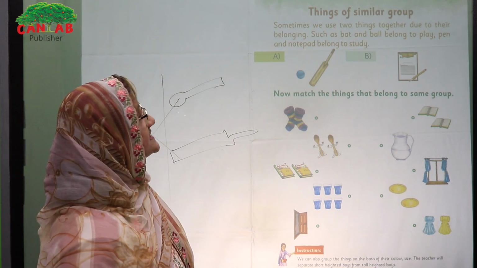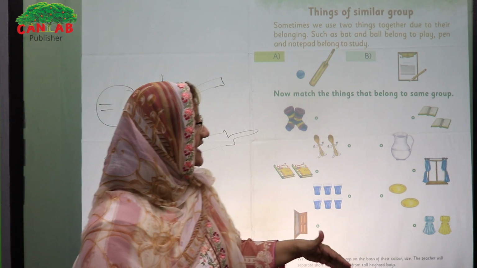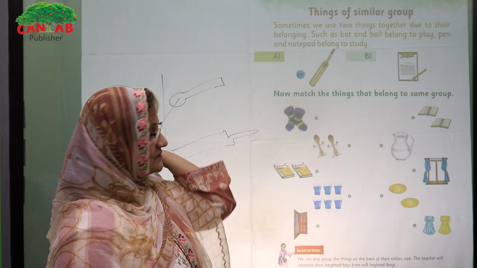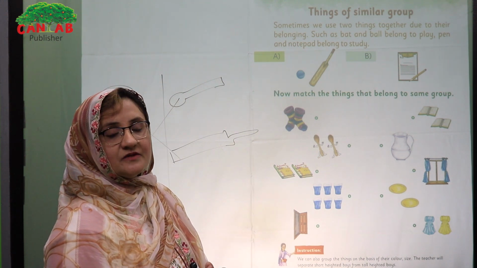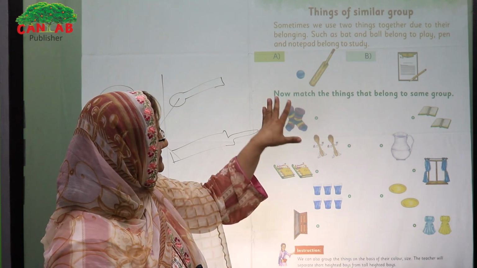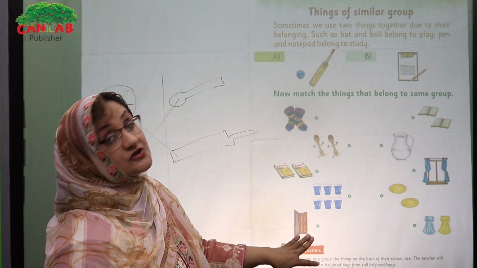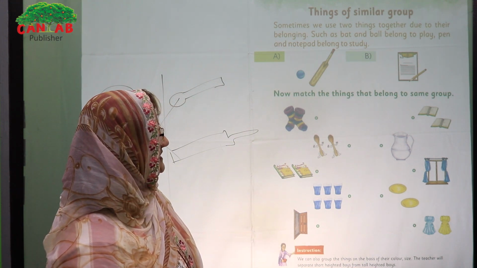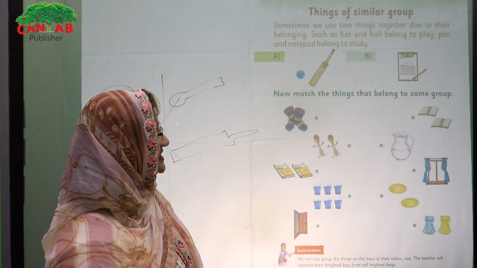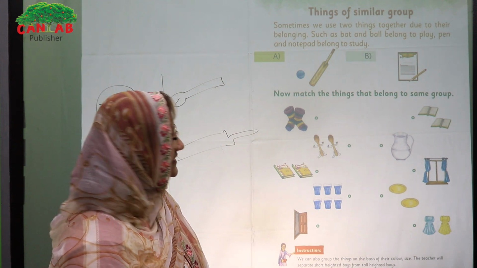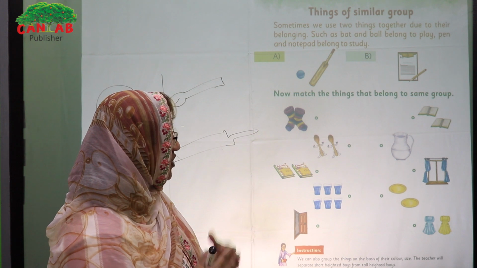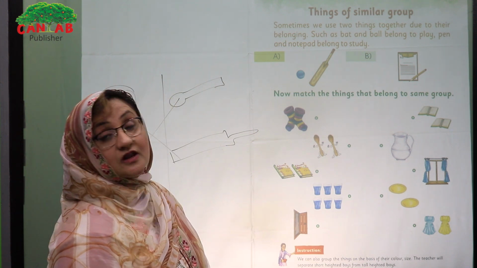After this, I can ask them to open their books and go through this page. As we have already clarified the concept to them, we can assign this exercise to be done individually by the students. Look, there is an instruction for the teacher that the teacher can also group the things on the basis of their color and size, and she can separate short-heighted boys from tall-heighted boys.